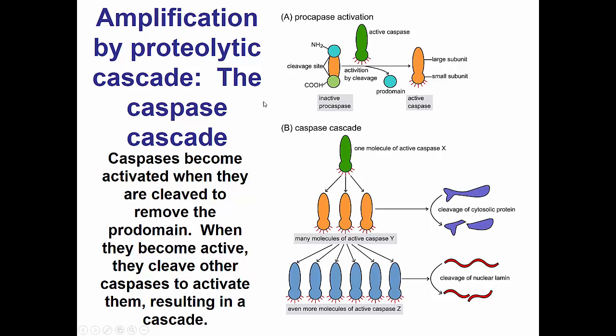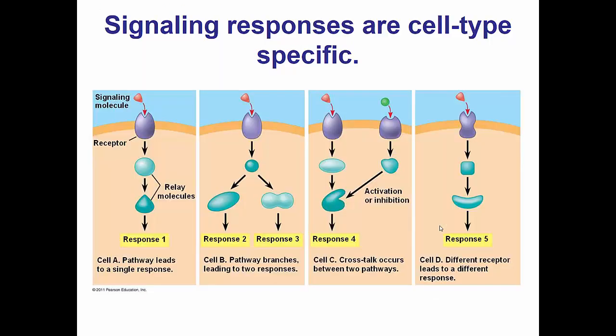So that's the cascade. So this is an example of an inactive procaspase before it's been cleaved. And when it's cleaved, it removes this inhibitory domain that makes it active. So now we have the activated caspase. When that caspase becomes active, it activates the next caspase by cleaving it, which activates the next caspase by cleaving it. So we get more and more caspases that are active, so we have amplified the signal.